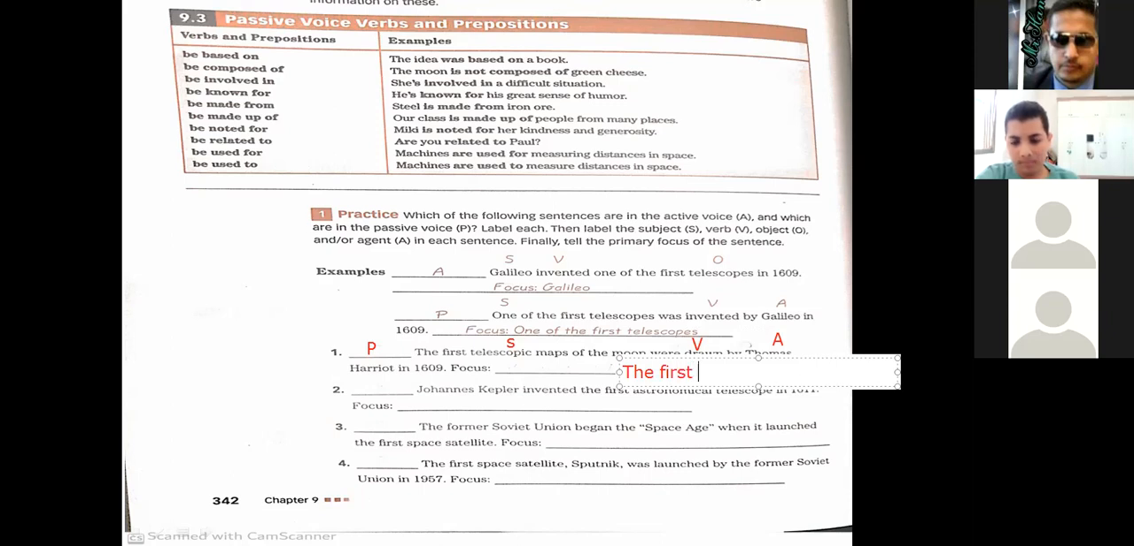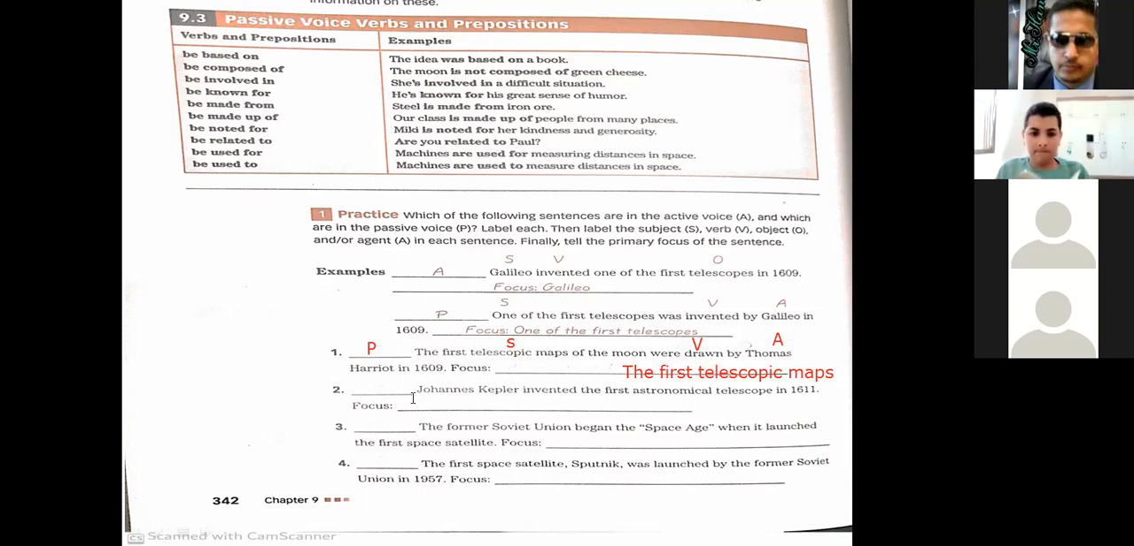Please write with me inside your book. So he will write what? The first telescopic maps. Why do you write the first telescopic maps? Because he's asked about the part that we focus on. Focus on what? The subject, yes? Okay, Ziad, number 2.